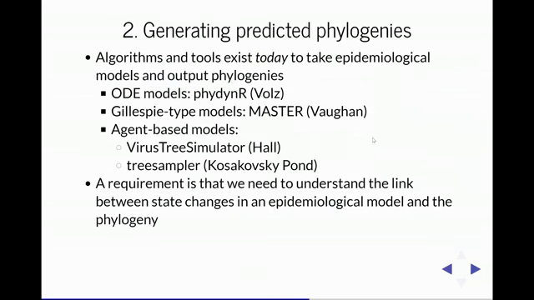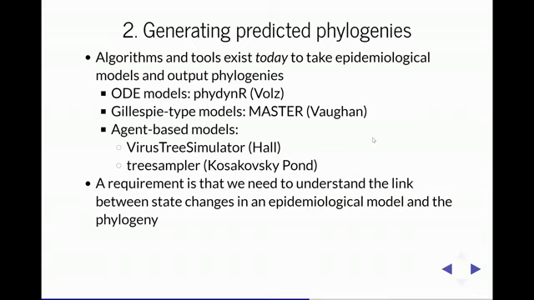Another thing that we can do is try to generate predicted phylogenies. And the reason for that is that algorithms and tools exist right now to take epidemiological models and output phylogenies from which you can calculate anything that you want. For differential equation models, there's a package, Phylodynamics by Erik Volz. Tim Vaughan has a package to do much the same thing, but using stochastic Gillespie type models. And if you're developing an agent-based model, it's actually very straightforward to output data in a certain format and then get an external package to generate the trees for you.